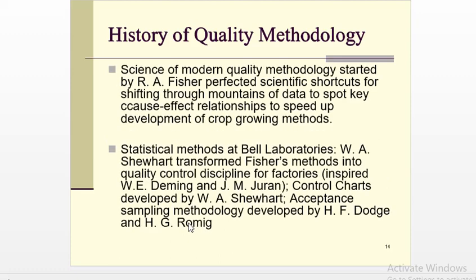The science of modern quality methodology was started by R.A. Fisher, who perfected scientific shortcuts for sifting through mountains of data to spot key cause and effect relationships, to speed up development of crop growing methods. Then the statistical methods at Bell Laboratories were developed by Deming, Edwards and Juran by means of the control chart, which led to statistical quality control.